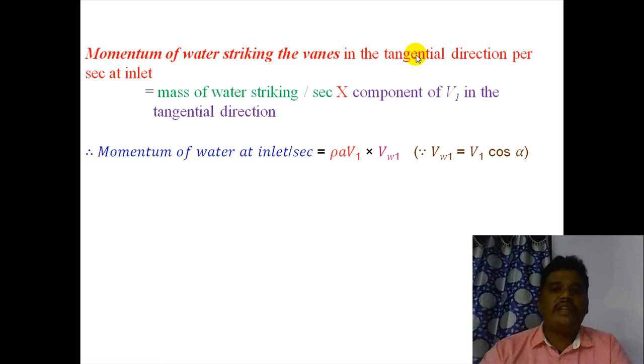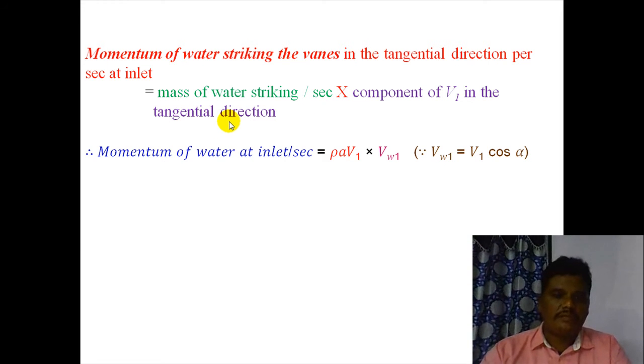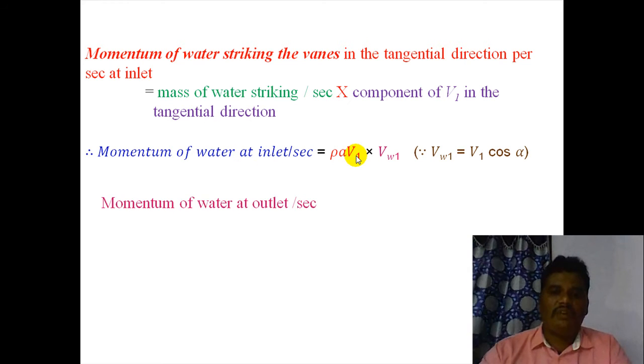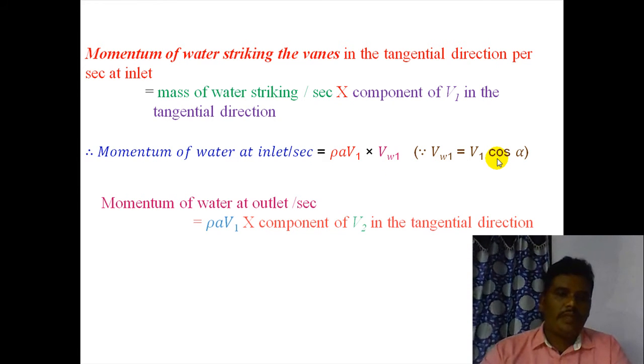The momentum of water striking the vanes in the tangential direction per second is equal to the mass of water striking per second multiplied by the component of V1 in the tangential direction. Now, the momentum of water striking at inlet per second is rho a V1 multiplied by V1 cos alpha. From the triangle we get V1 cos alpha.